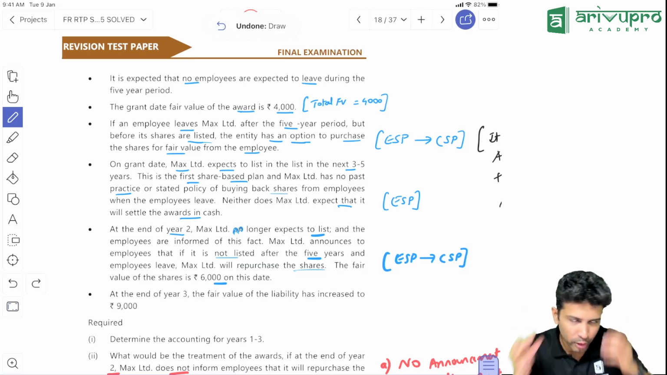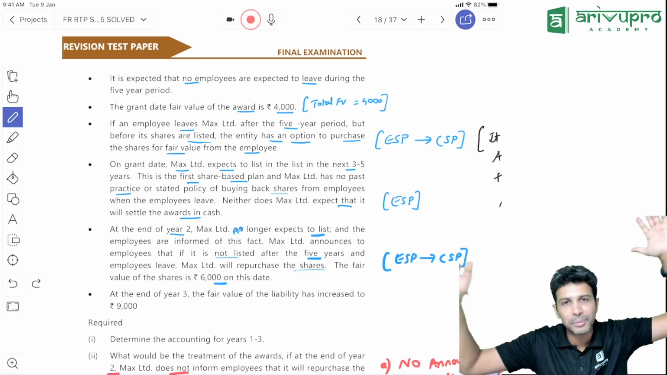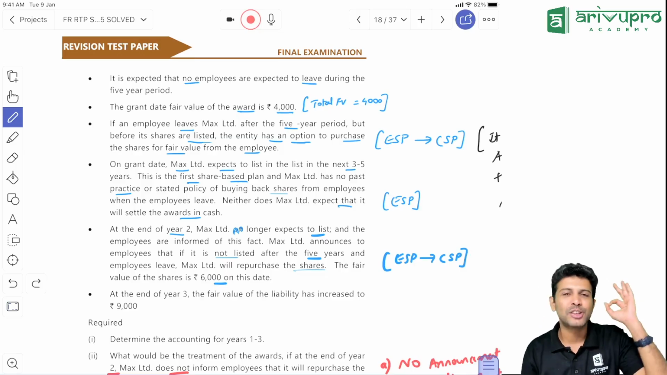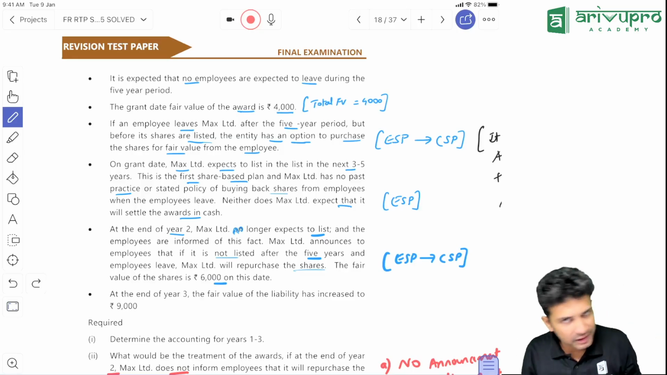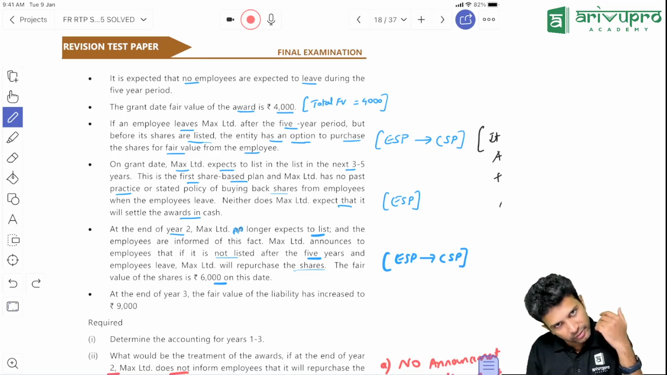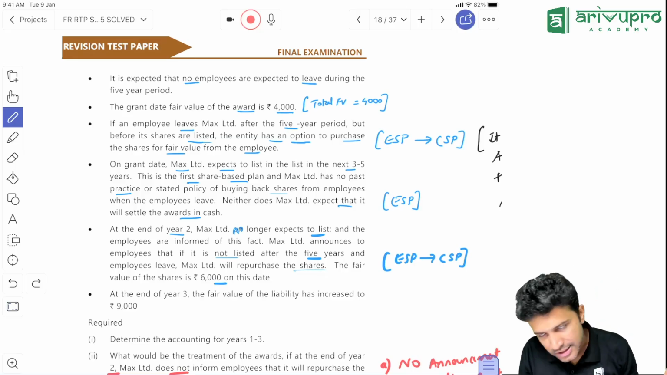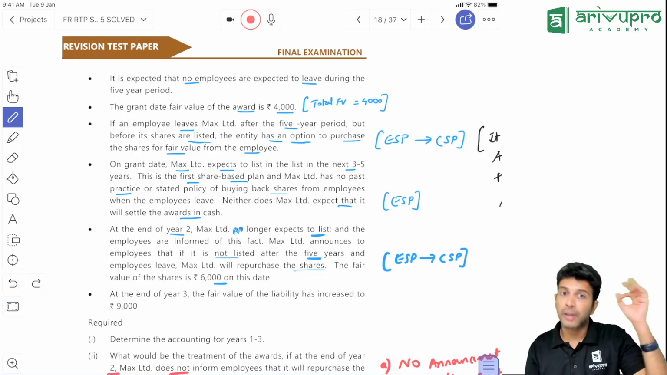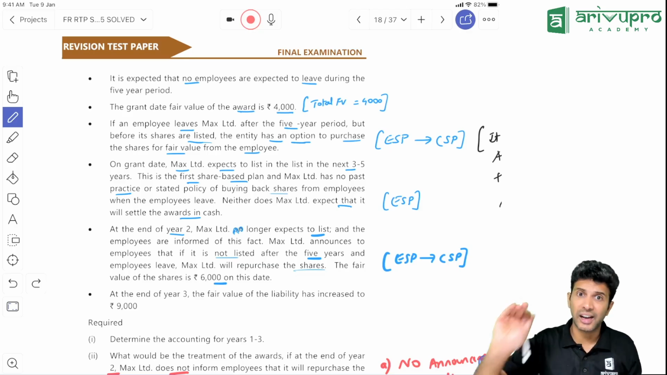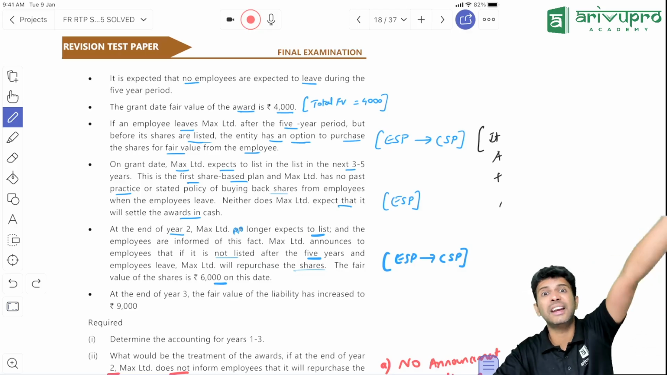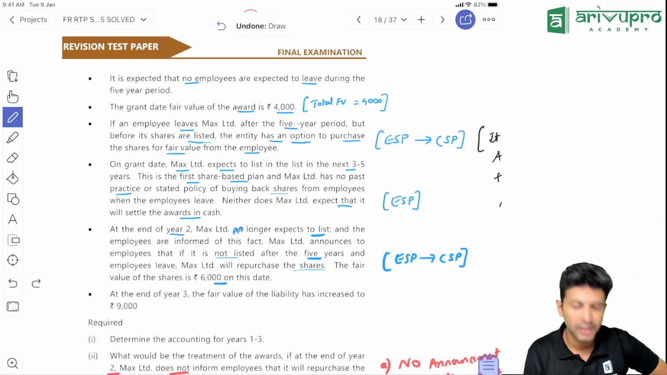Second year ending, I don't know what happened to the company, some twist happened. So now company is saying we will not get our shares listed, and this fact we also communicated to the employee. Second, company also told their employees that after 5 years, if you get the shares and then leave the company, I will buy back your shares.